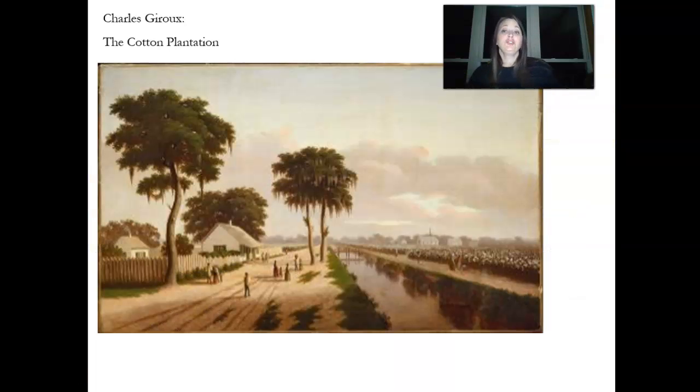Then we have Charles Giroix's painting of the cotton plantation. And so obviously now we're getting into more sectionalism, where you're looking at what a cotton plantation looks like. Strangely, however, it doesn't really look too bad. I mean, you've got this beautiful landscape. You've got these small figures that really don't demonstrate the hard labor of slavery at the time. So this in particular doesn't look all that bad.